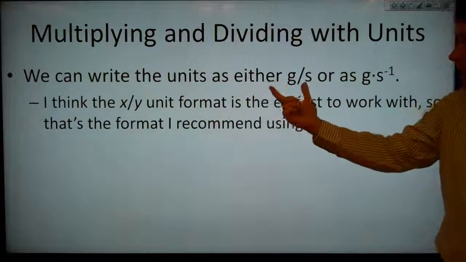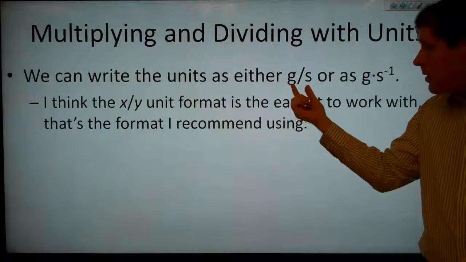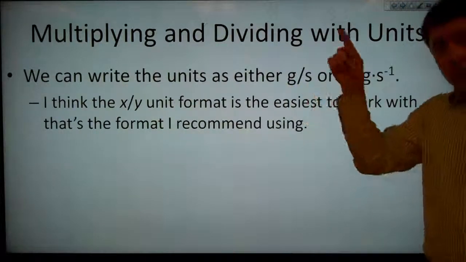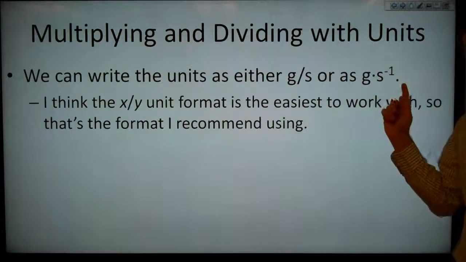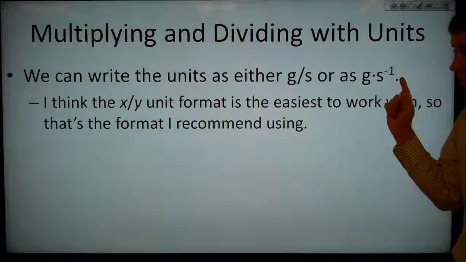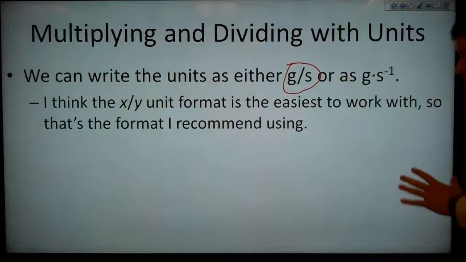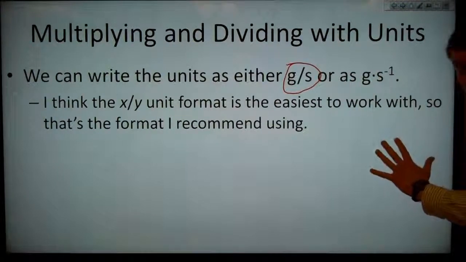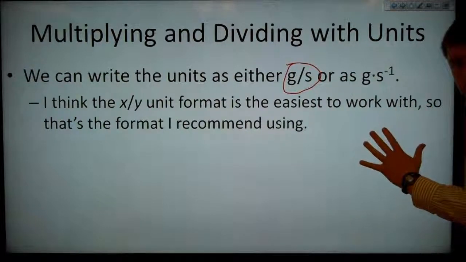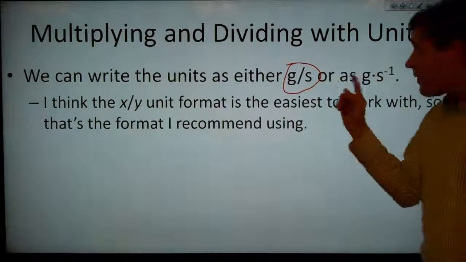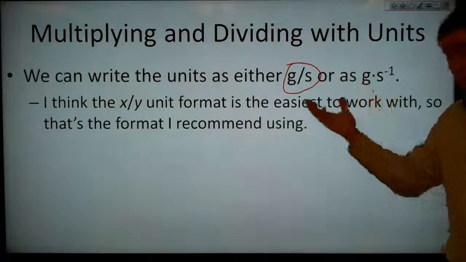So we can write our units in that last example as either this way, grams per second with a slash, or we can write it as grams times seconds to the minus 1 power. Personally, I think that this format, the x over y format, is the easiest to work with, so that's the format that I recommend you use. I would recommend keeping the same format all the time. You're probably going to see both formats in problems, but I would recommend whichever format you choose.